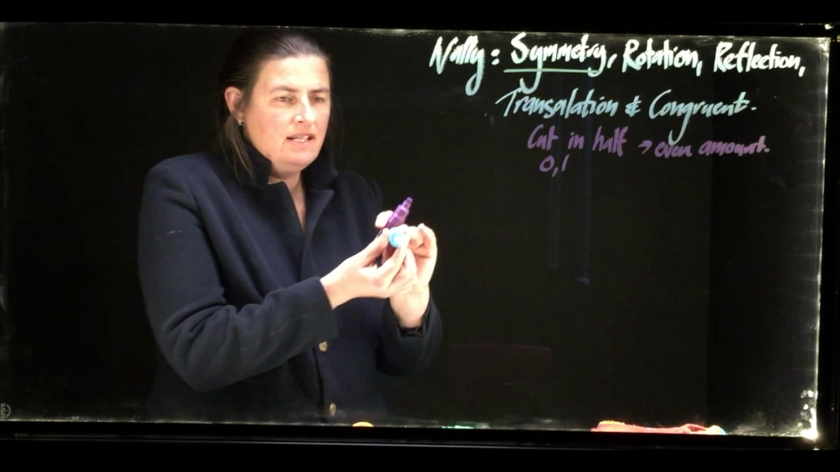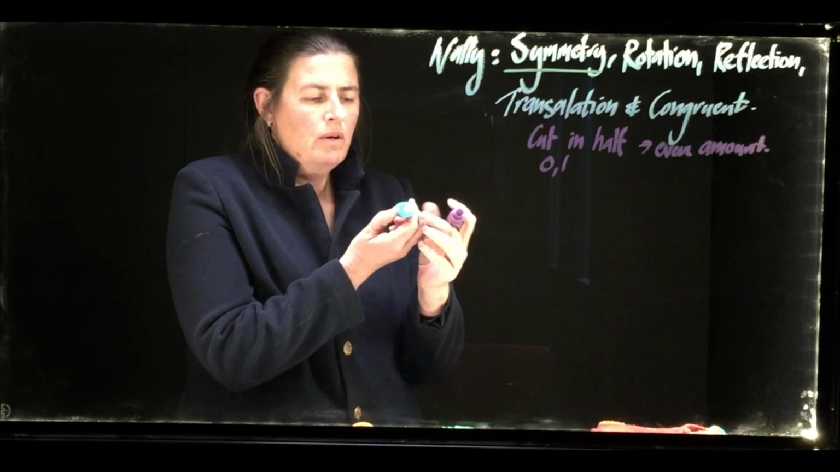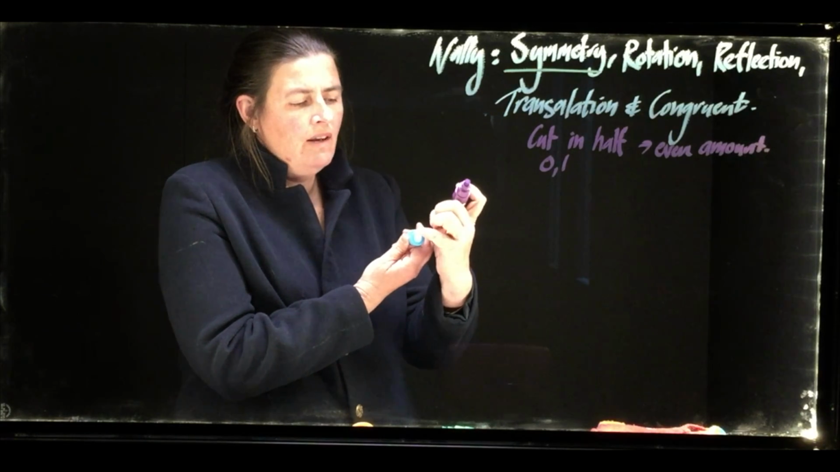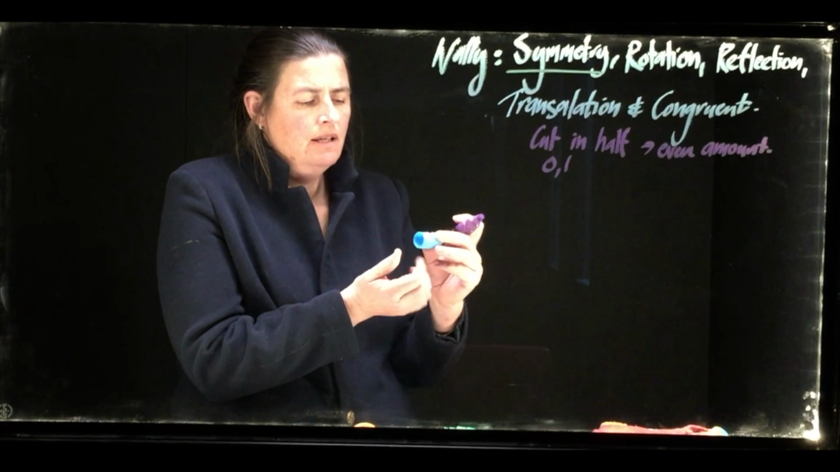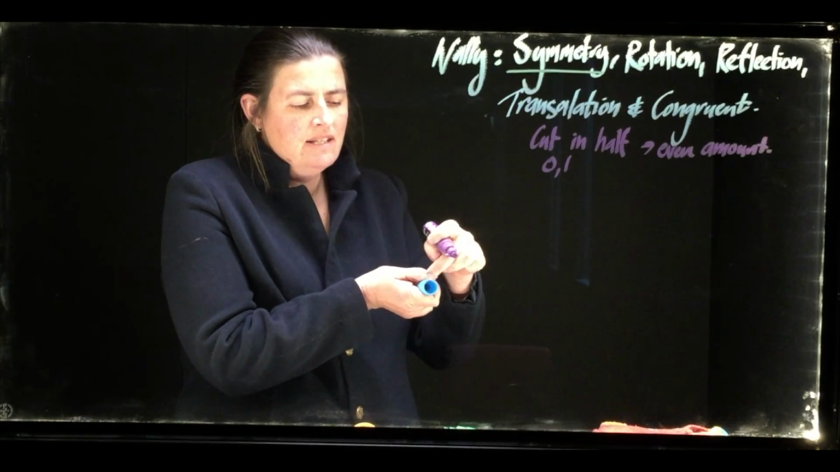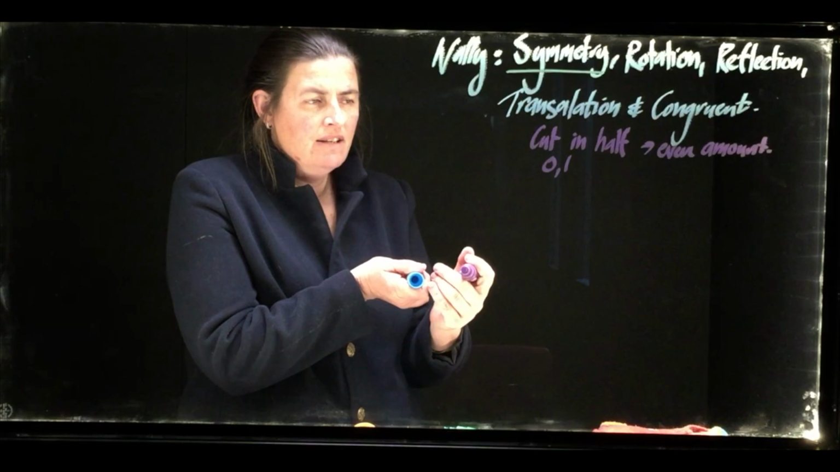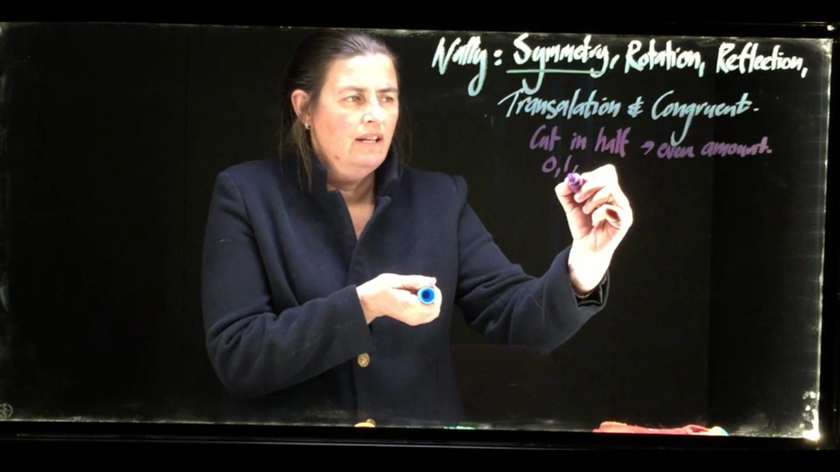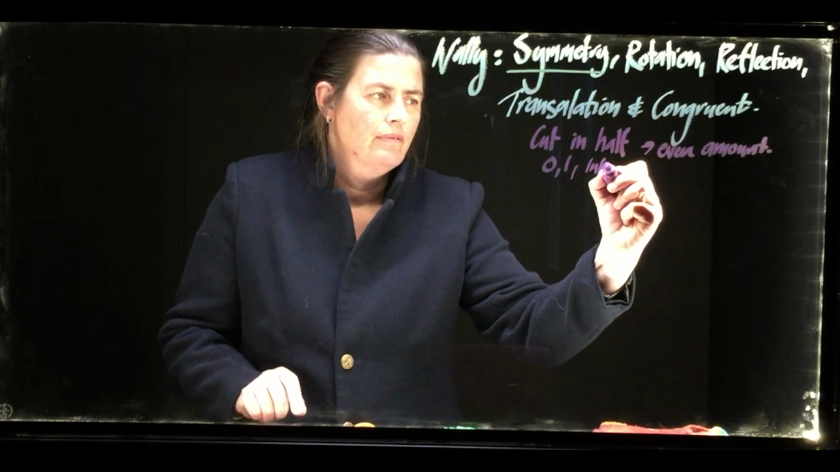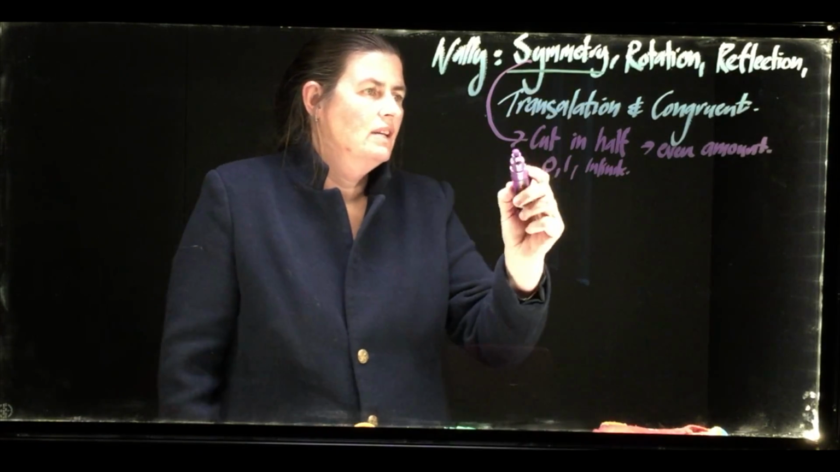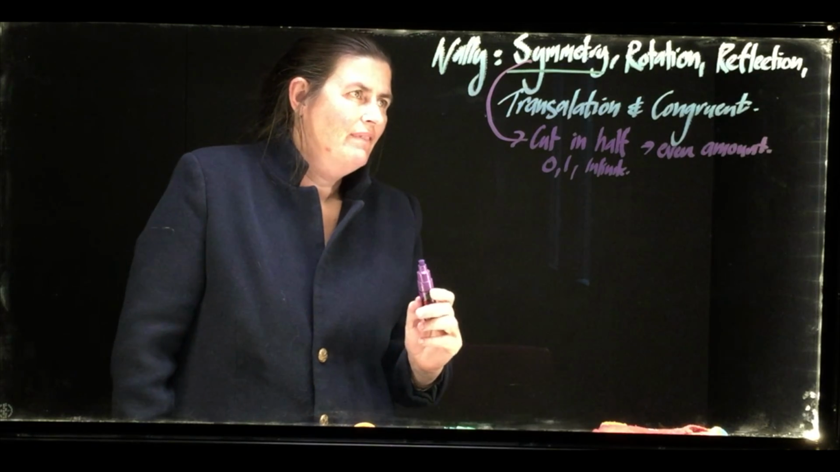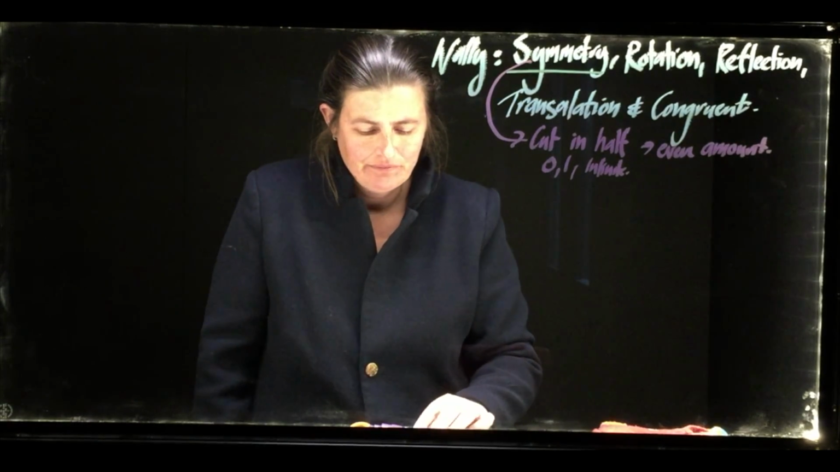Other things such as this lid top would have maybe one line of symmetry. You can cut it in half once. But if we were to take this circle here and find lines of symmetry, it would be infinite. So that is what you are looking for with symmetry. Can you cut it in half and get an even amount?